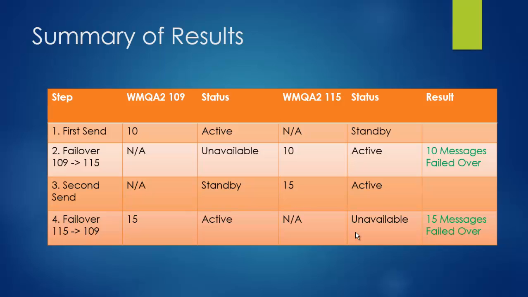And then in our second scenario, we did another test where we sent 15 messages to the active on 115 while 109 was in standby mode, and when we failed over from 115 to 109 because of a network disruption, we saw those 15 messages were on 109 and it was now active, so we saw that the 15 messages failed over successfully.